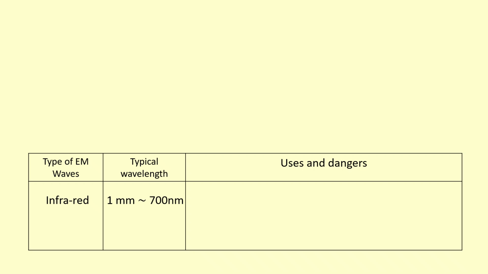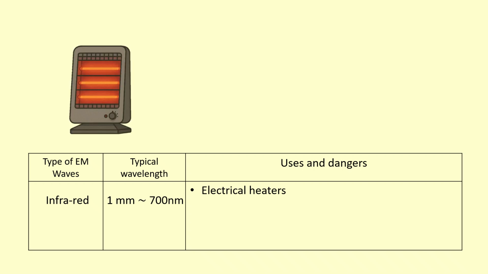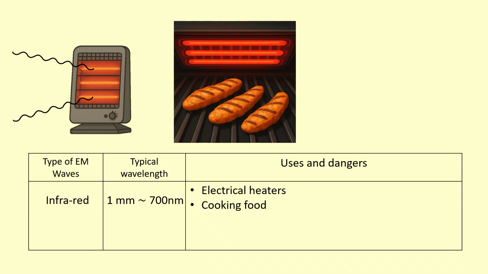After microwaves, we have infrared. Infrared is mainly responsible for transferring heat. So electrical heaters, for example, they emit infrared. Now there's a red glow, that's actually visible light. The infrared is the heat that's transferred. Okay, we can't actually see the infrared waves. It's also used in cooking food. So for example, when you put food under a grill, the infrared waves heat up the food.